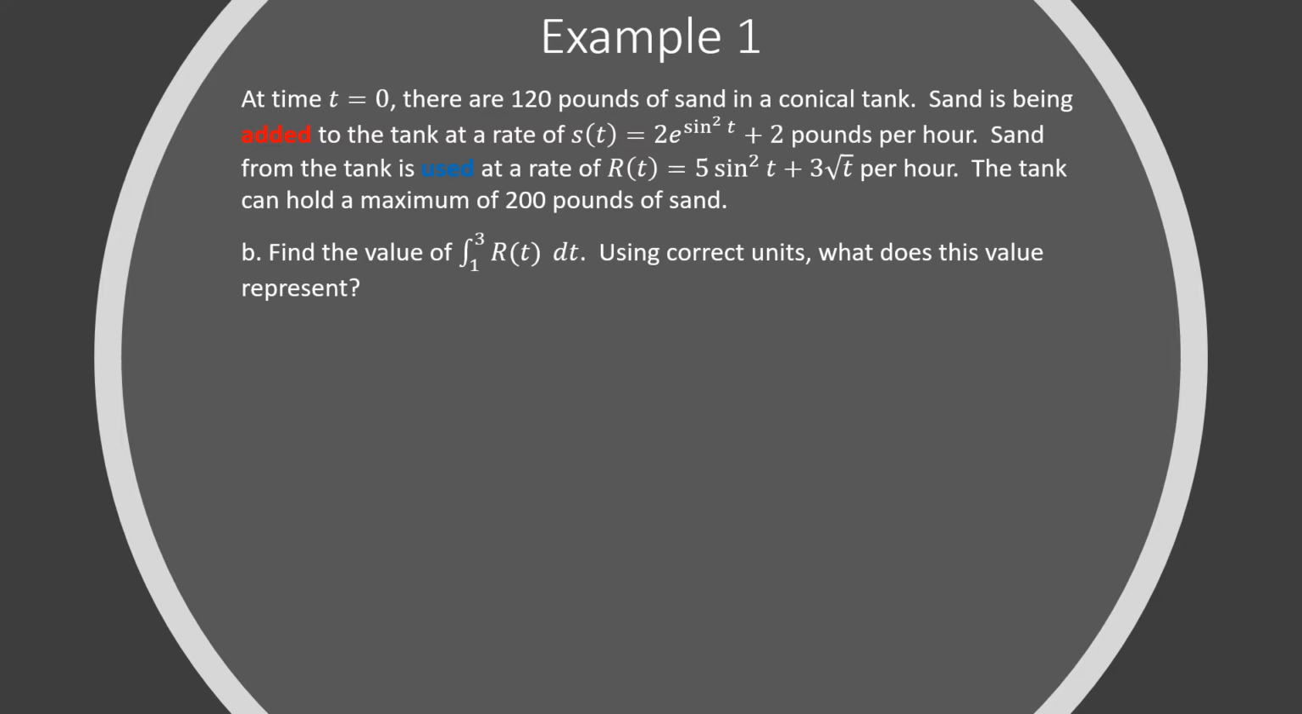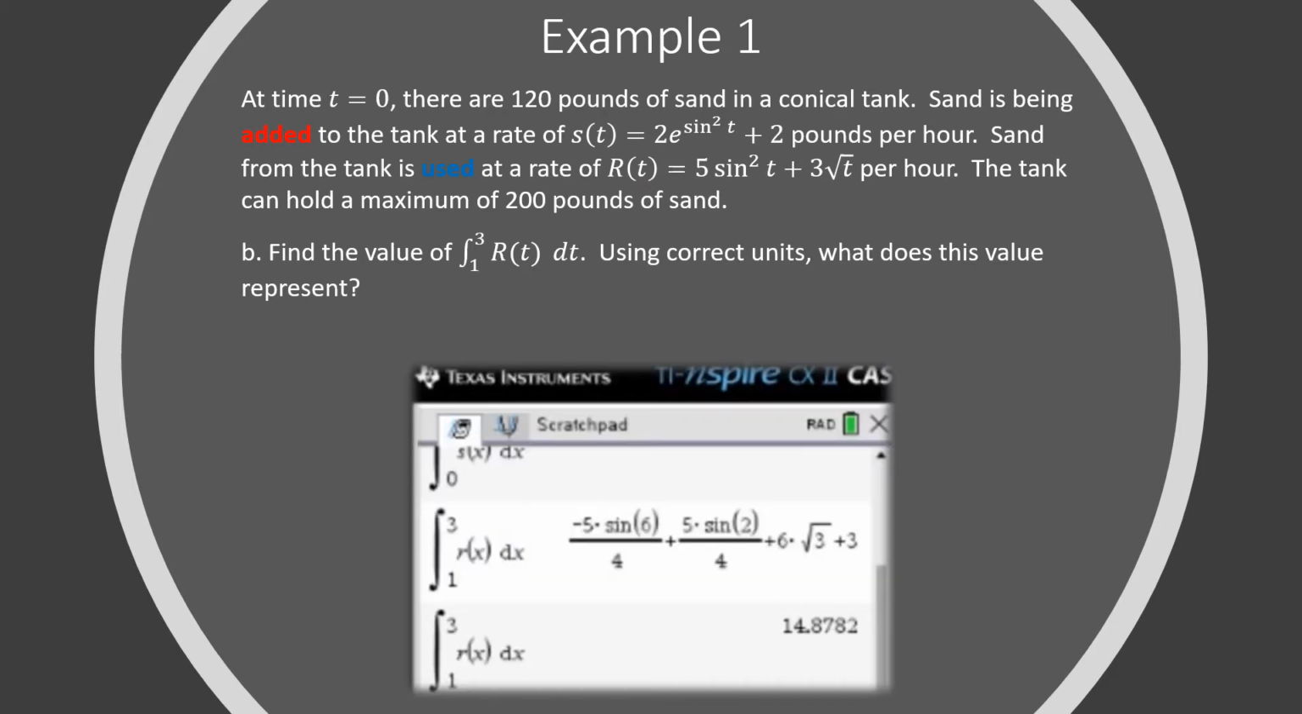All right, so next example, same scenario, but this time it says find the value of the integral from 1 to 3 of r of t dt, and then using correct units, what does that value represent? So again, I'm going to plug it into my calculator: the integral from 1 to 3 of r of x dx, or r of t dt, however you typed it in. Then I press enter and I get 14.8782 as shown below. And so the integral from 1 to 3 of r of t equals 14.878 pounds of sand were used from 1 to 3 hours.